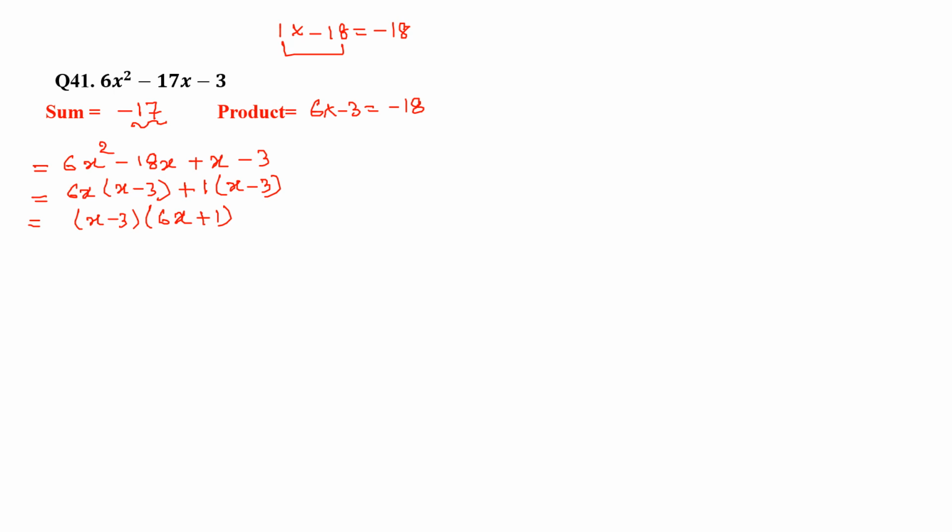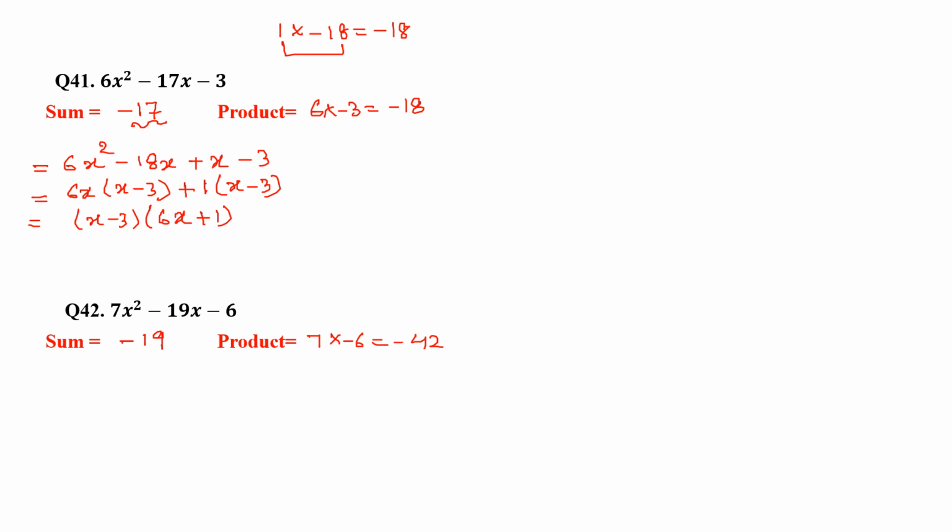Now moving to the last question. 7x square minus 19x minus 6. So again you have to find two numbers whose sum is minus 19 and the product will be 7 into minus 6, which will give you minus 42. Now product is negative means whatever two numbers there are, one of the numbers will be negative. And sum is negative means the greater number will have the negative sign. So let's start checking all the combinations.